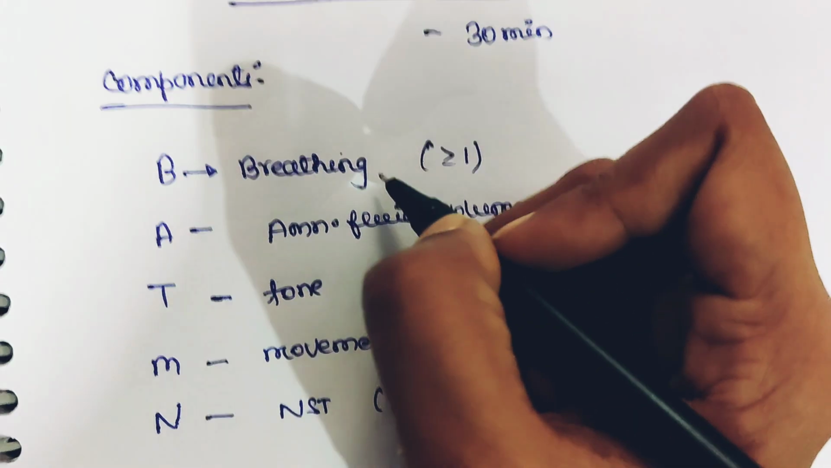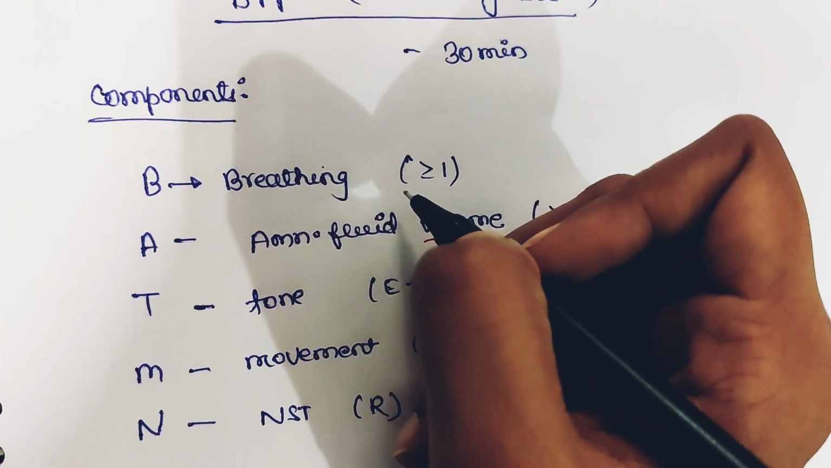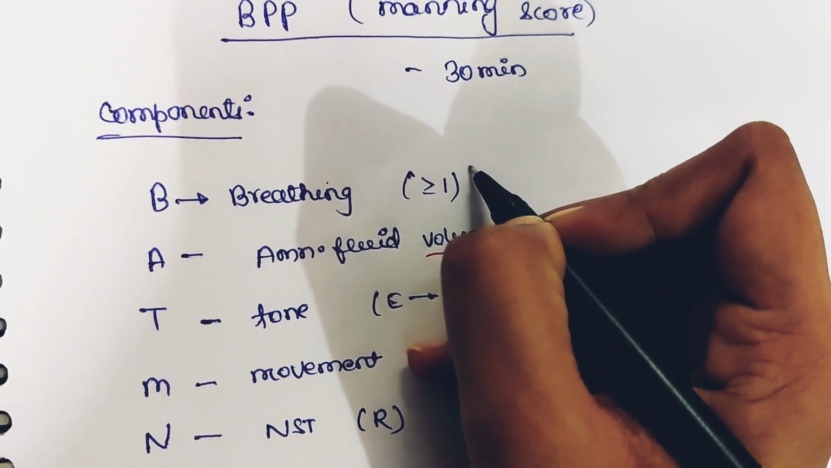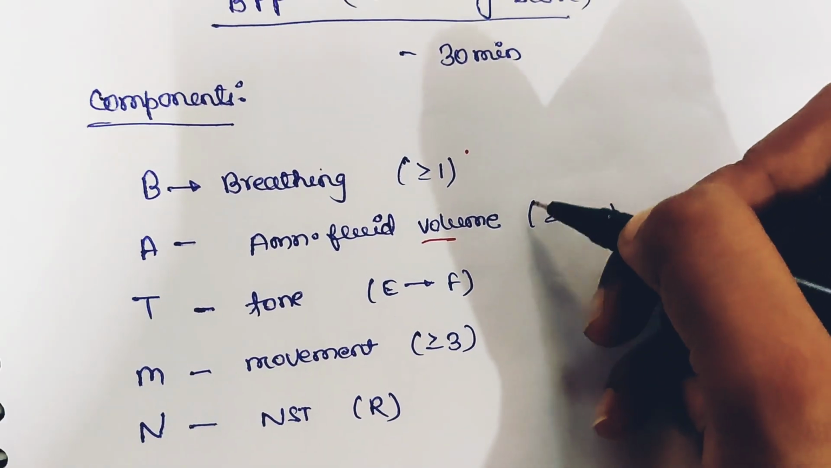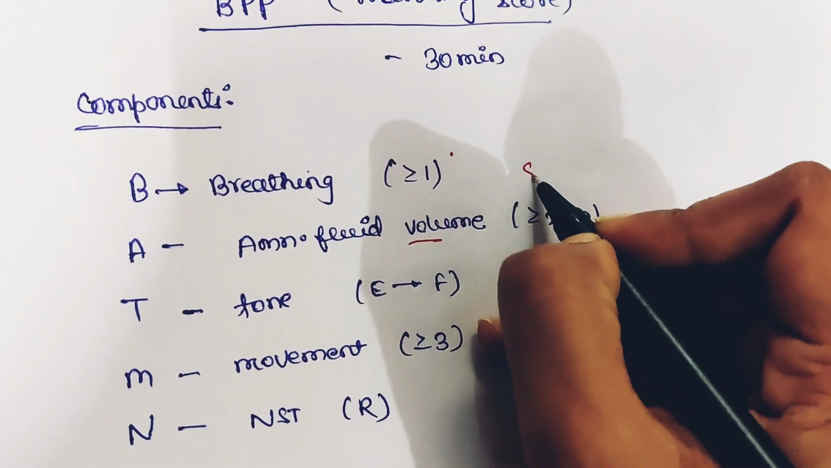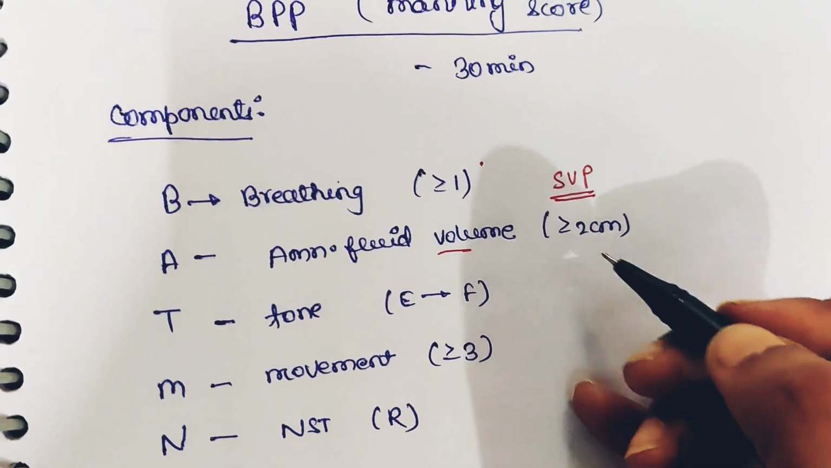Breathing is the first to be affected by hypoxia. At least one episode of breathing lasting for 30 seconds, we will give score 2. For amniotic fluid volume, if we see a single vertical pocket of more than 2 cm, we will give score 2.